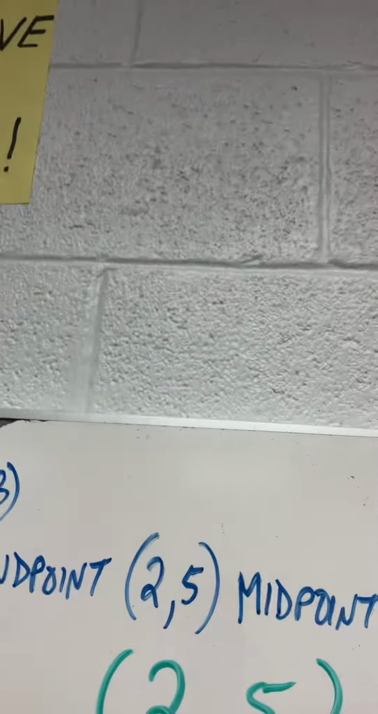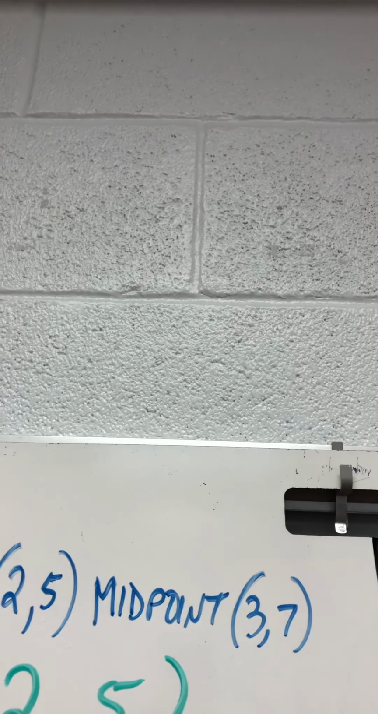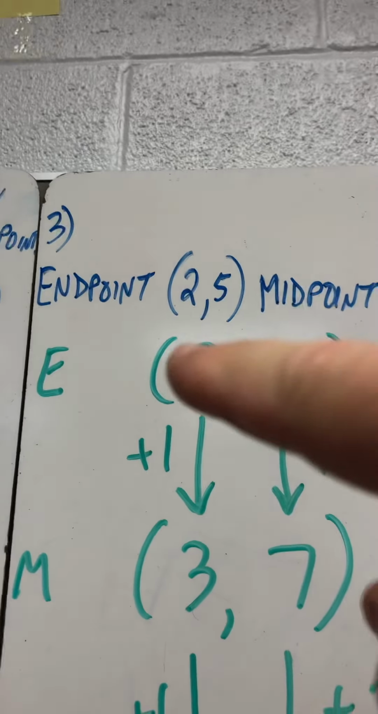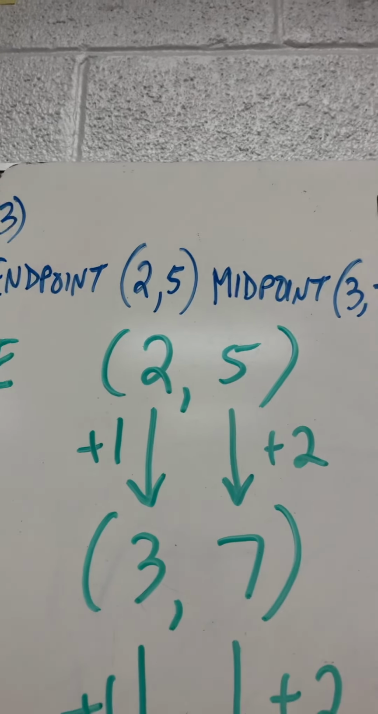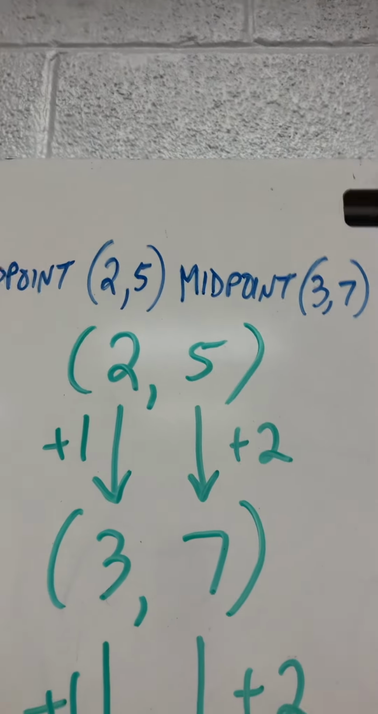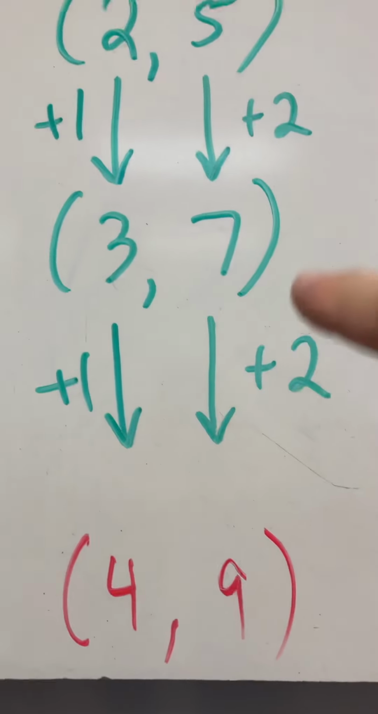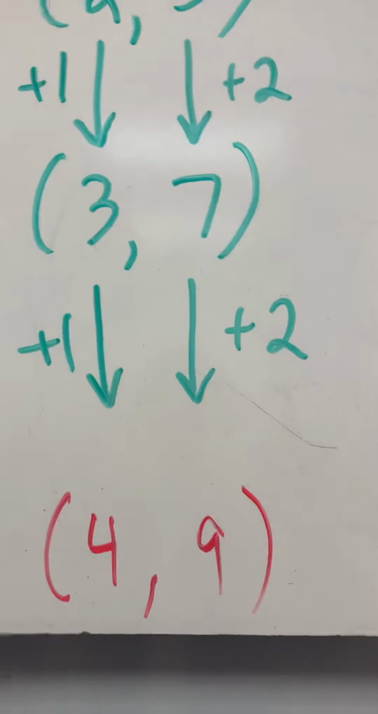If the endpoint is 2, 5, and the midpoint's 3, 7, what's the other endpoint? How do you get from 2 to 3? Add 1. How do you get from 5 to 7? Add 2. Add another 1, you get 4. Add another 2, you get 9. Done.